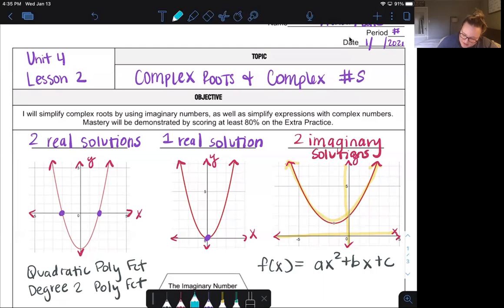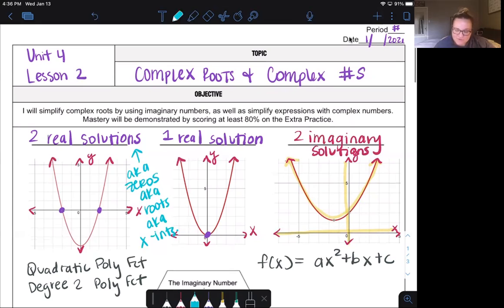And remember, when I'm talking about solutions, I really mean those zeros. What else did we call them? We called them roots and we call them x-intercepts. AKA means, you know, also known as. Also known as zeros, also known as roots, also known as x-intercepts. All right. So we can have 2 real solutions, 1 real solution, or 2 imaginary solutions.